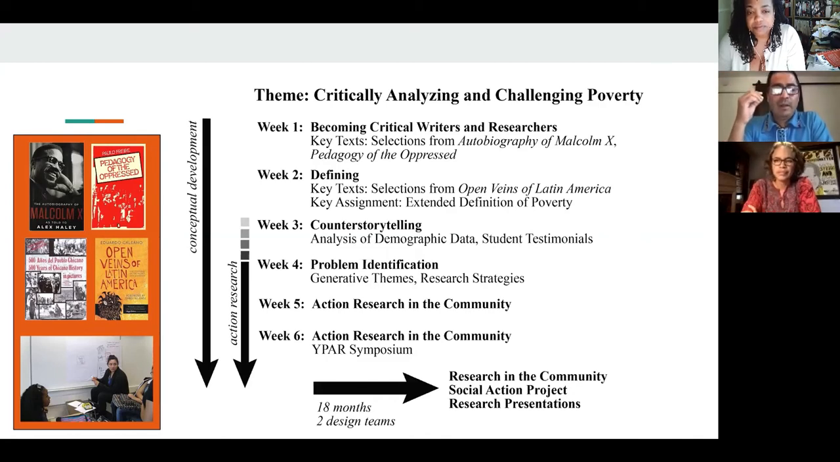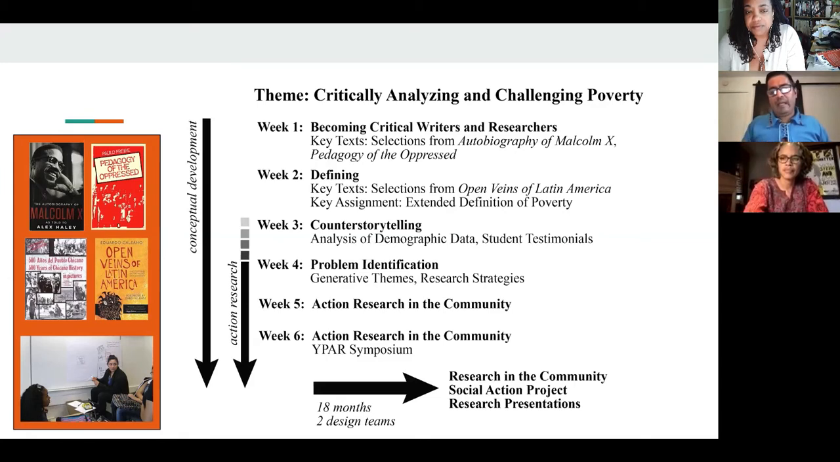So week one is becoming critical writers and researchers. What does it even mean to be a writer? What does it mean to be a researcher? How do we unpack that? Where do we see examples of that? Then I transitioned into defining, and this is part of a model of teaching writing where we look at genres.